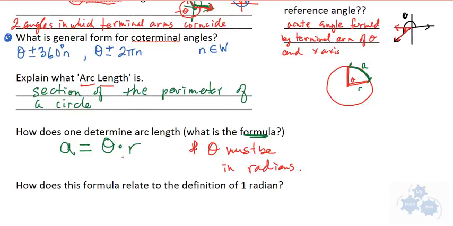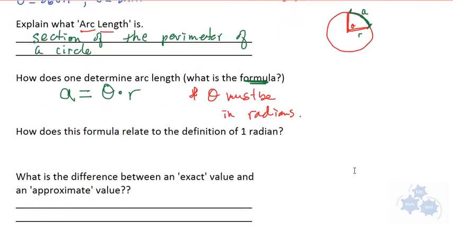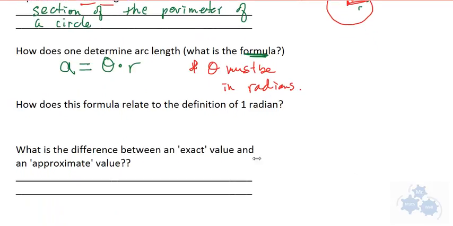All right, this question was a bit abstract. I wanted you to think about this next one. How does this formula relate to the definition of 1 radian? Did anyone see the connection there between that formula and the definition of a radian?